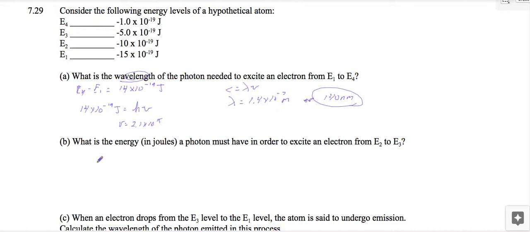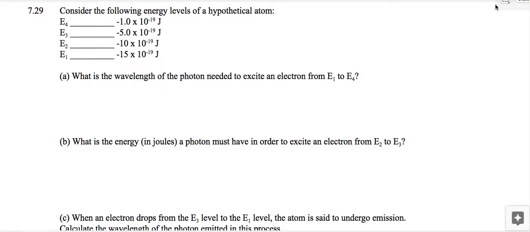All right, B, what energy must a photon have in order to excite an electron from the second shell to the third shell? It's the exact same process as this part right here, only we stop there. It's just a state function. So we take E3 minus E2 and that gets us 5 times 10 to the minus 19th joules. Simple. All right.